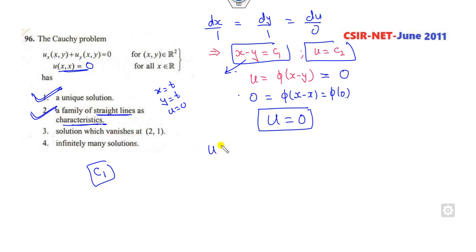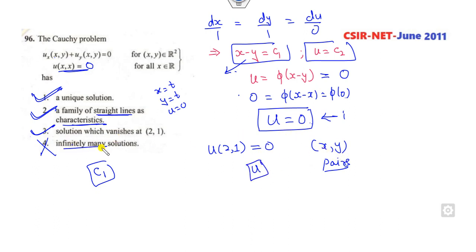U vanishes at the point 2, 1, but u is always 0. So that is my right answer. It has infinitely many solutions is the wrong answer. Remember, it is a unique solution for the different pairs of x and y. There are different x and y, but the solution u is not xy. So the solution is not infinite. Pairs are infinite. So the right answers are A, B, C.